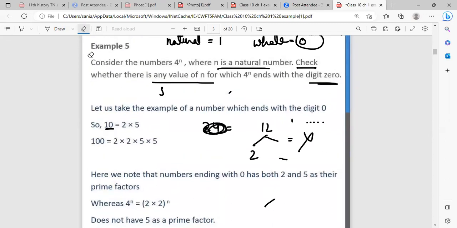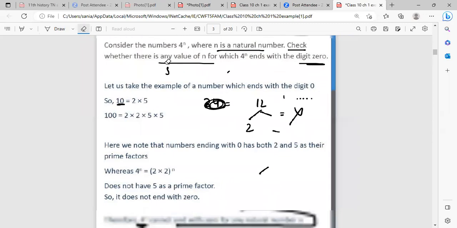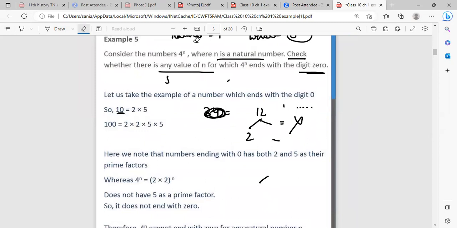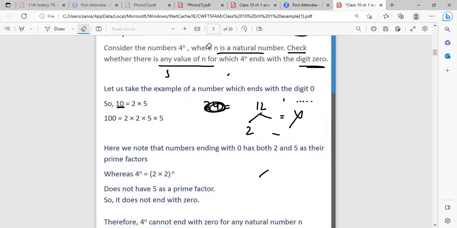Just write example number 5 and then the solution. Okay. In the exam hall, they will not give you 4n. They can give you 12n. They can give you 10n. They can give you 20n. Anything. What you have to do is simply prime factorize it, and then automatically, if it has a pair, just write yes. If they don't have a pair, then write no. Okay.